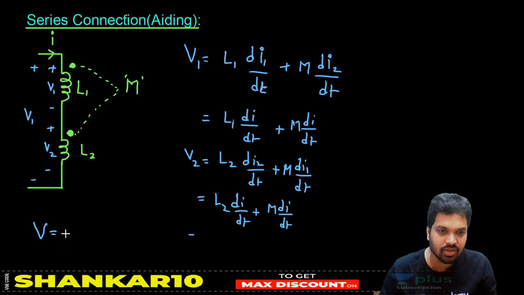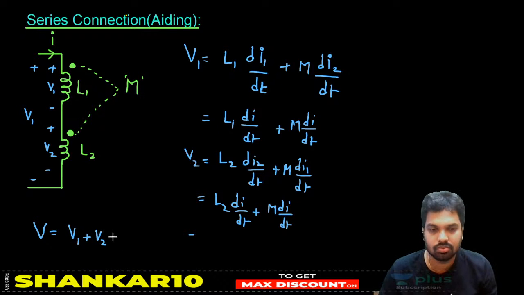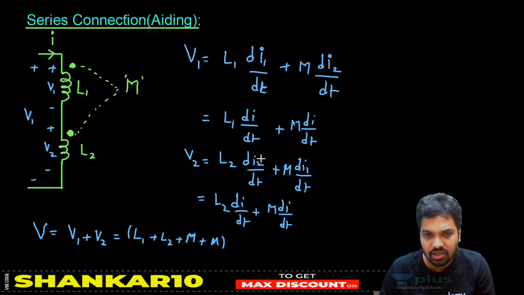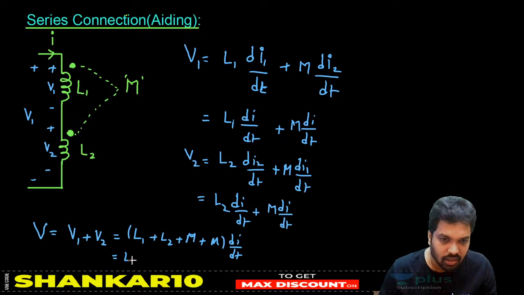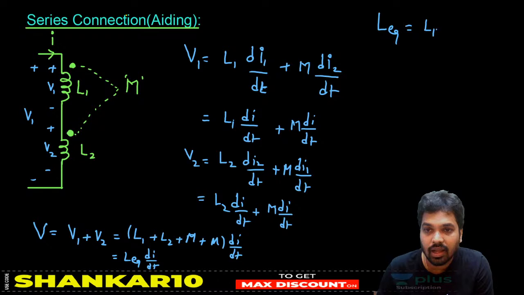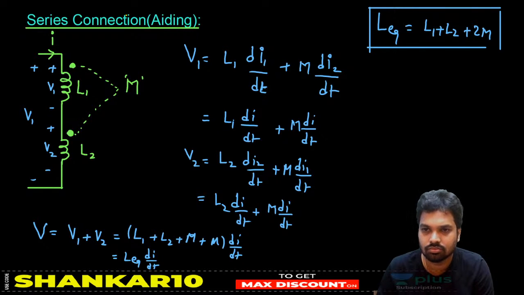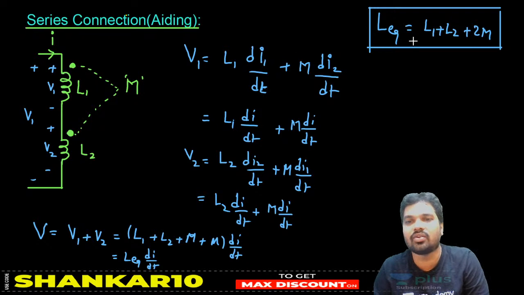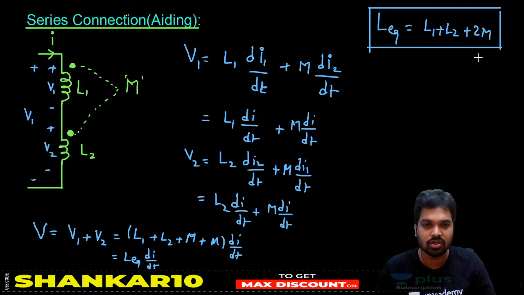Always, never leave your basics: V, KCL and KVL. V1 plus V2 is equal to L1 plus L2 plus M plus M. You understand? Adding this and this equation, I'm writing L1 plus M, L2 plus M, take di by dt common. That will give me L equivalent into di by dt. What is L equivalent, sir? L1 plus L2 plus M plus M, that is 2M. So L equivalent equals L1 plus L2 plus 2M.